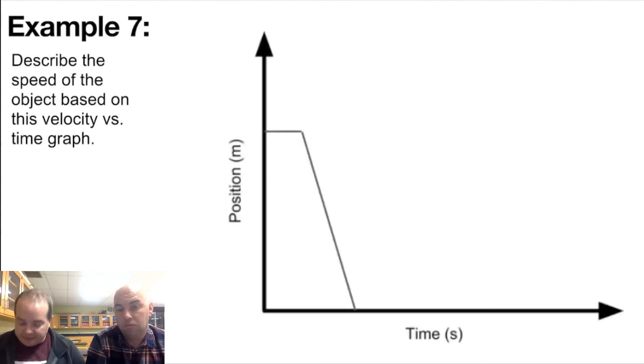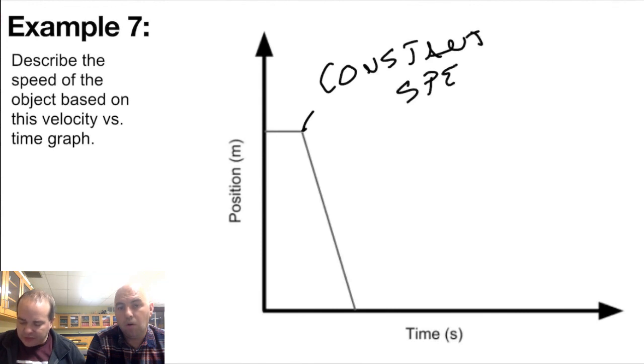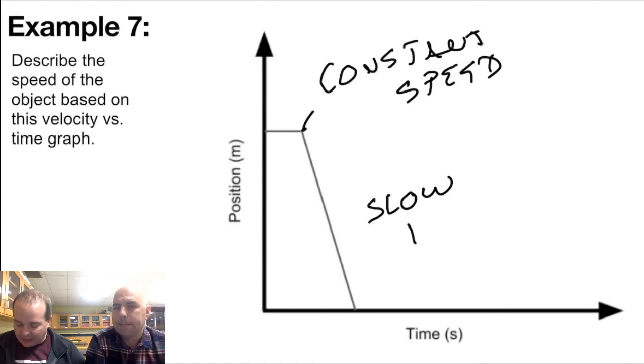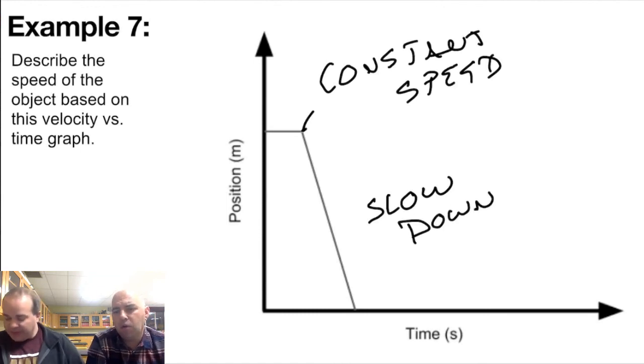Okay, so a lot of us are going to say, we are traveling at a constant speed, right, Mr. Spencer? We're traveling at a constant speed, and then we move towards the origin, then we slow down, right? Yeah, maybe that's just how we do it. I mean, that's what we did on all the other ones.